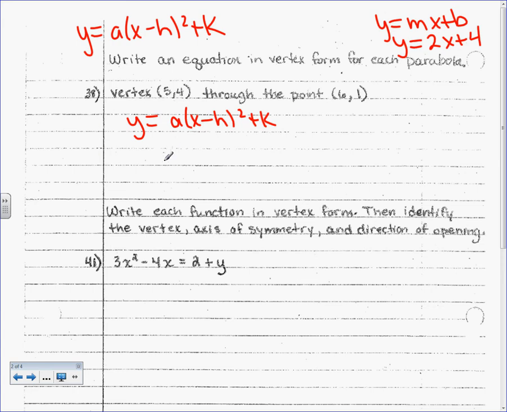The vertex is 5, 4. Give 5 a letter. H. Give 4 a letter. K. That's what we talked about before, right? The vertex is H comma K. So I'm going to plug those in. Y equals A, x minus 5 squared plus 4.